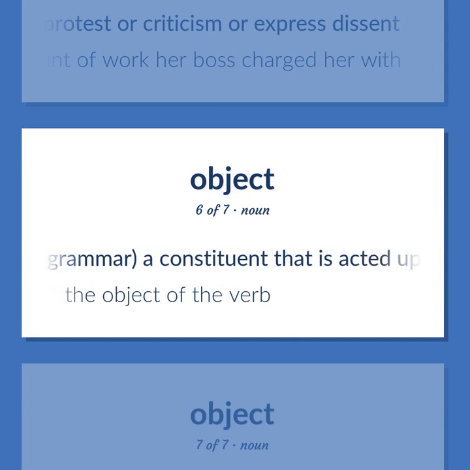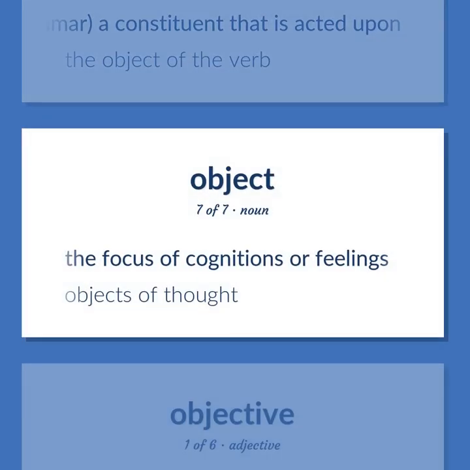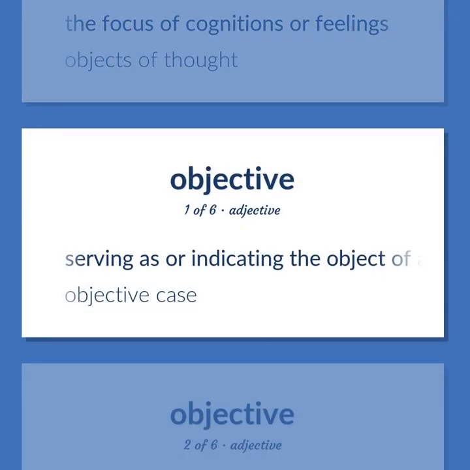Grammar, a constituent that is acted upon. The object of the verb. The focus of cognitions or feelings. Objects of thought. Serving as or indicating the object of a verb or of certain prepositions and used for certain other purposes. Objective case.